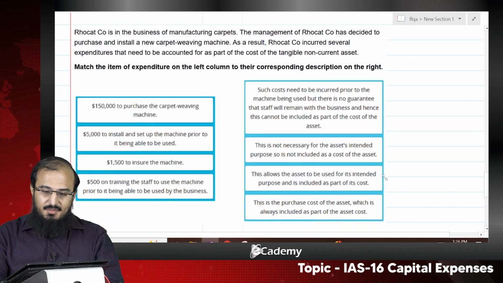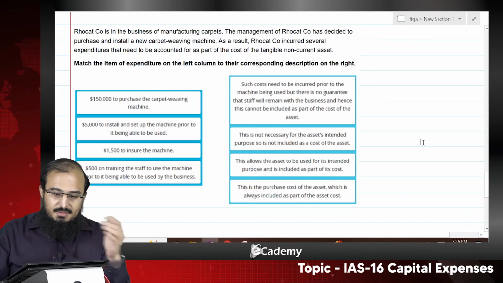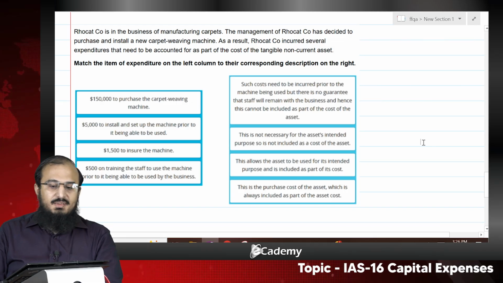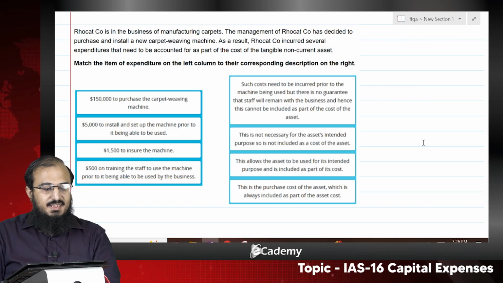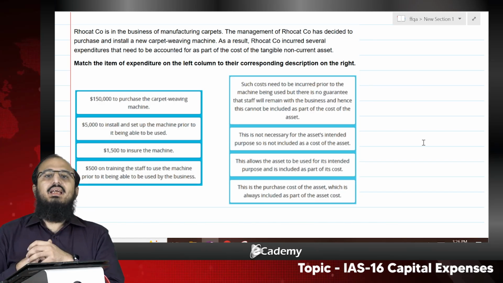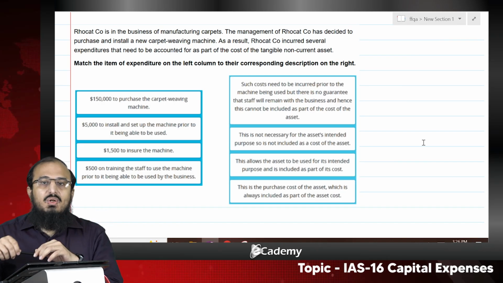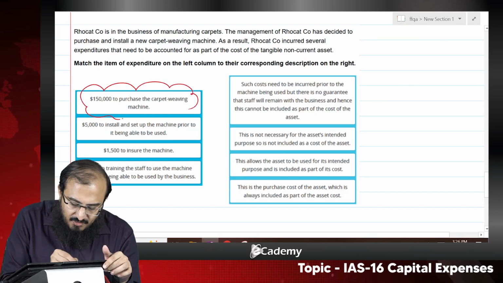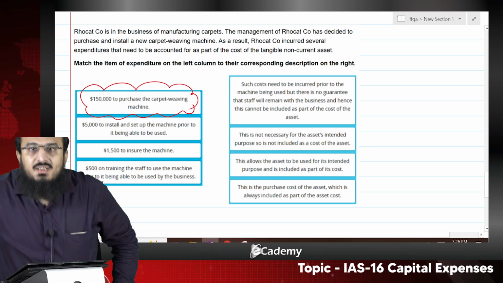Our company is in the business of manufacturing carpets. The management has decided to purchase and install a new carpet weaving machine. Okay, they are buying a new machine. Buying a new machine is a purchase of a non-current asset, guys.